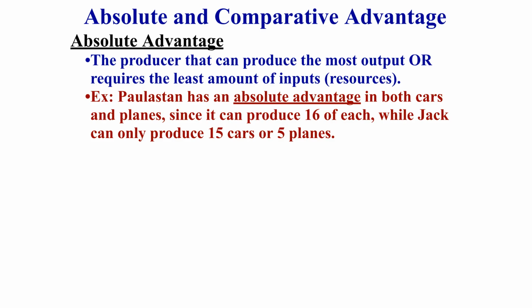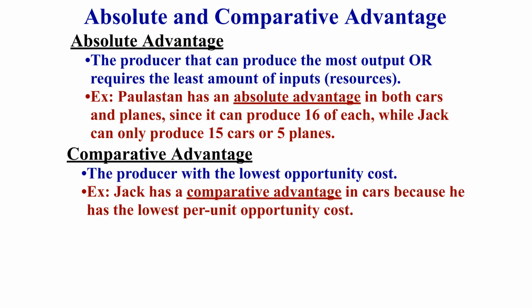Let's review the key differences between absolute and comparative advantage. First, absolute advantage is all about who can produce more with the same resources, or who uses fewer resources to produce the same amount. For example, Pakistan has an absolute advantage in both cars and planes, since it can produce 16 of each, while Jack can only produce 15 cars or 5 planes. But when it comes to trade, comparative advantage is what really matters. Comparative advantage is about opportunity cost, specifically, who gives up less to produce something. In this case, Jack has a comparative advantage in cars, because his per-unit opportunity cost is the lowest.